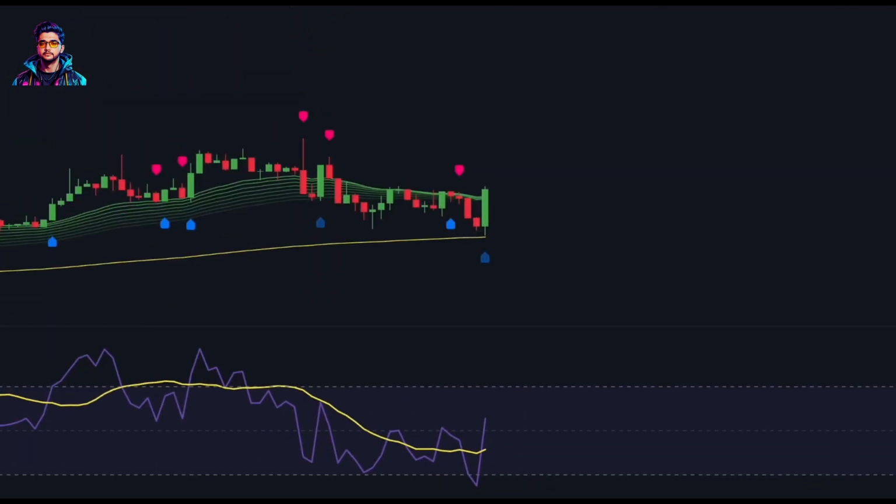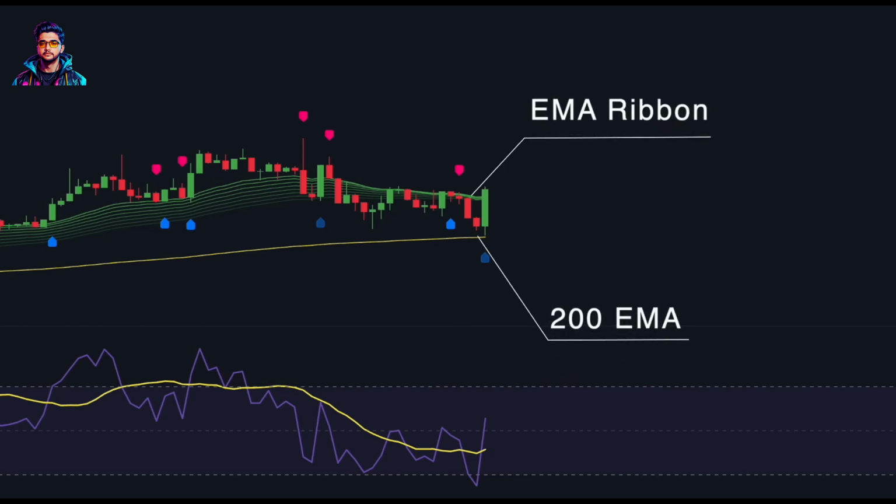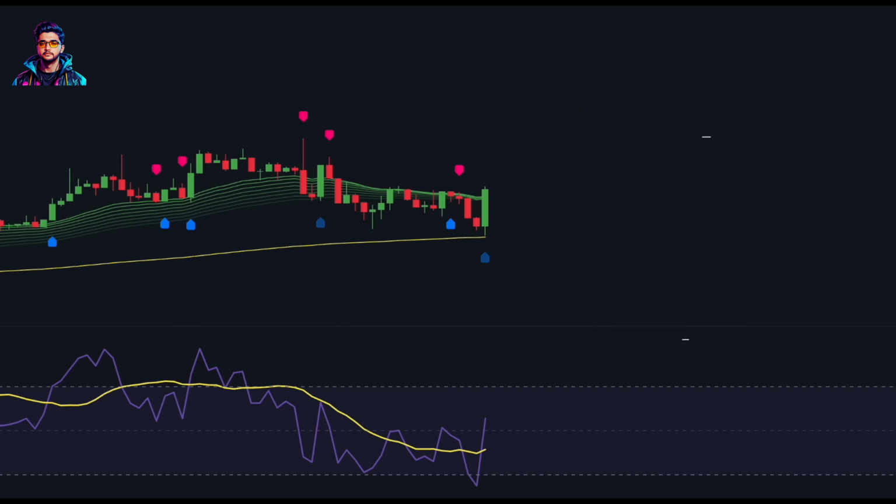For a long trade, the following must be met. First, the price must be closed above the 200 EMA. The ribbon must also be above the 200 EMA. In addition, it must be green. Second, the price must fall back into the ribbon without closing below the long-term EMA. The machine learning strategy must then print a blue label. Lastly, the RSI must be oversold prior to the buy signal. As soon as these conditions are met, you can open a long trade.